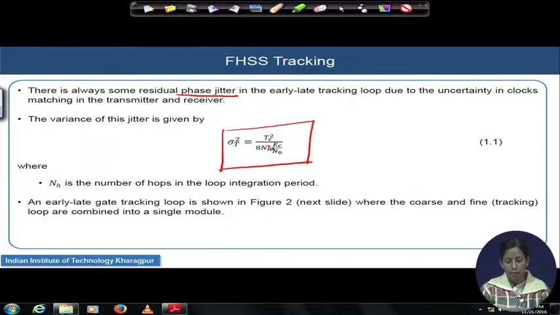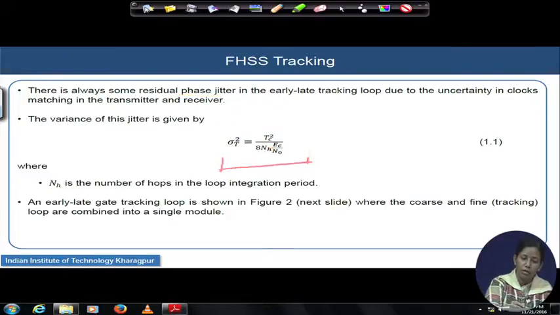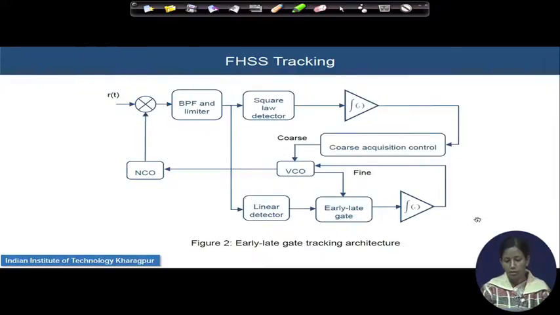And this early-late gate tracking loop, fine and coarse tracking, can be combined in some cases, in some practical circuits where both the coarse and fine tracking can be combined in a single module, as we are seeing in this circuit.